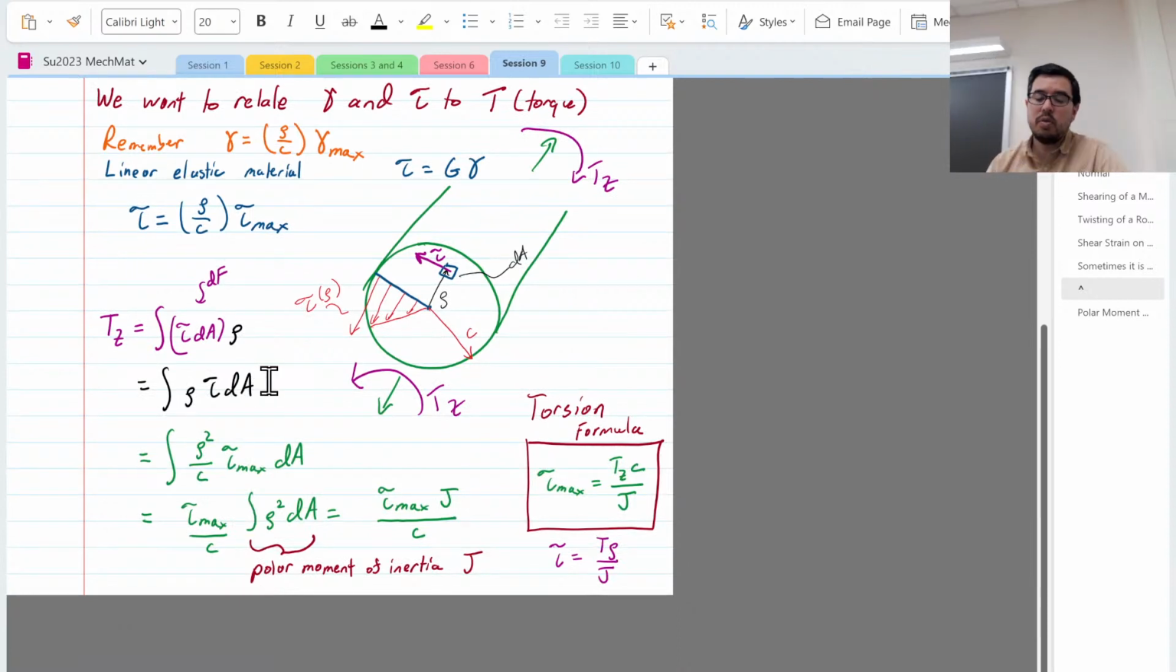And if we want to relate that maximum shear stress to a local shear stress, so let's say we're not at the outer surface. We're actually at another location, maybe half the actual radius of the shaft, rho equal to c over 2 or something like that. Then we're going to have a smaller shear stress, just like we have a smaller shear strain closer to the center.